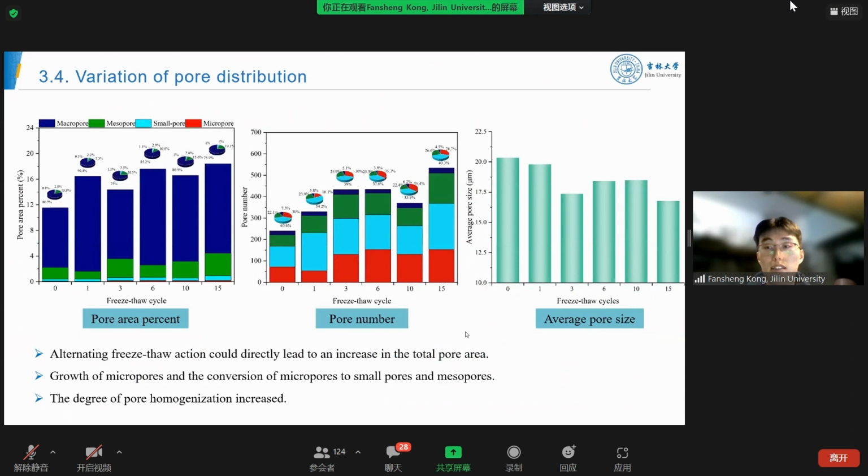The data show that alternating freeze-thaw action could directly lead to an increase in the total pore area. This result indicates the freeze-thaw cycle mainly causes the growth of micropores and the conversion to small pores and macropores. Meanwhile, the average pore diameter decreased as the number of freeze-thaw cycles increased, and the degree of pore homogenization increased.